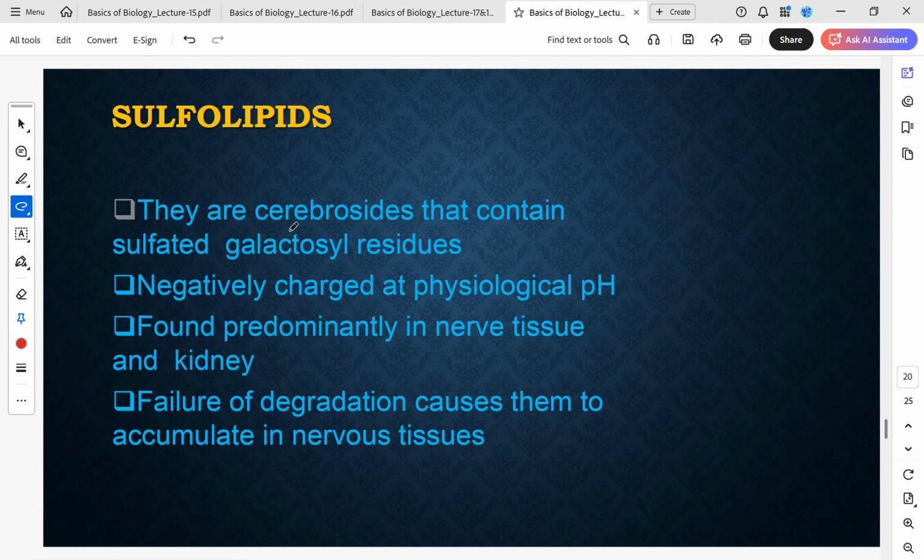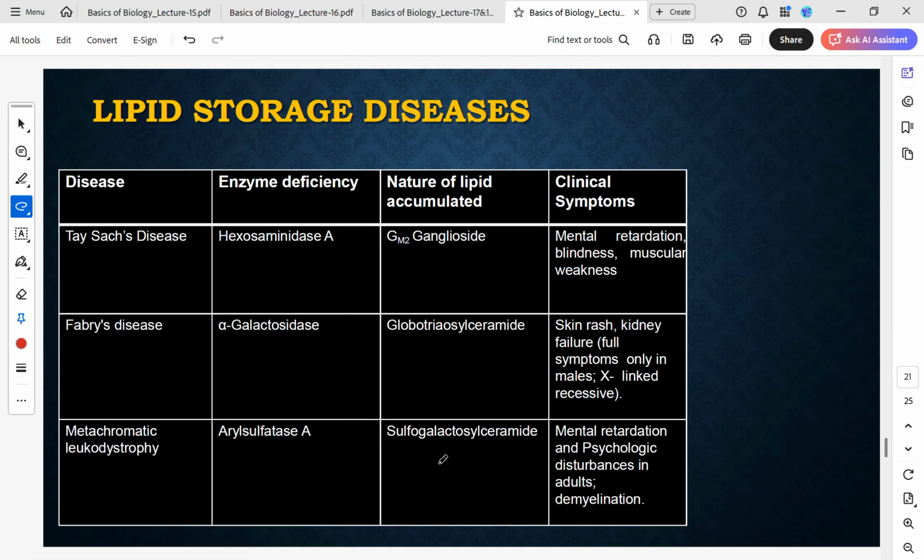Sulfolipids are cerebrosides that contain sulfated galactosyl residues within the fatty acid chains. They are negatively charged at physiological pH, found predominantly in the nerve tissues and kidneys. Failure of degradation causes them to accumulate in nervous tissues, and malfunction in lipid storage can lead to various diseases.